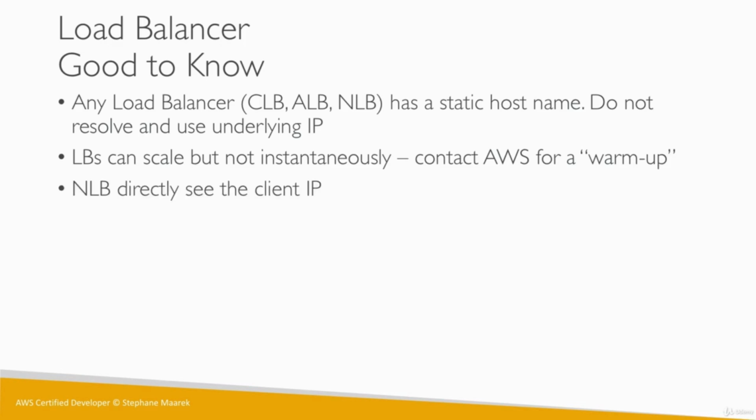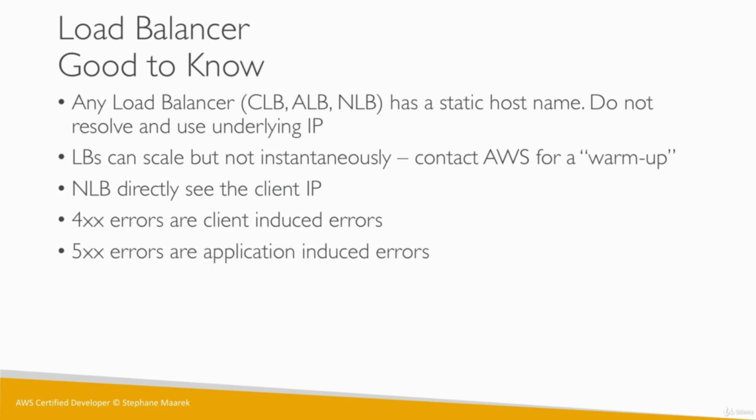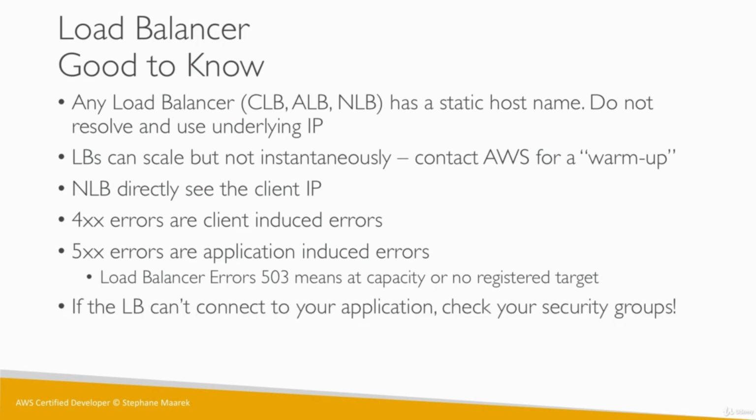NLB, as opposed to ALB and CLB, sees directly the client IP on the application side, so there is no X-Forwarded-For header like before, but that's just for network load balancers. And then you should know that 4xx type of errors are client-induced errors, and 5xx type of errors are application-induced errors. If you get a 503, that means that your ELB has no more capacity or no registered targets. And if the load balancer cannot connect to your application, then you should check your security group.